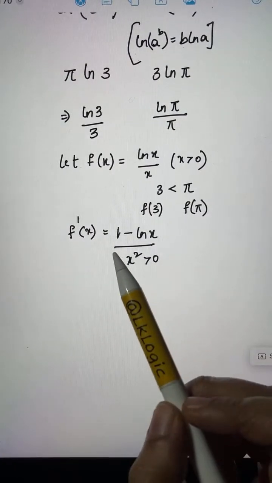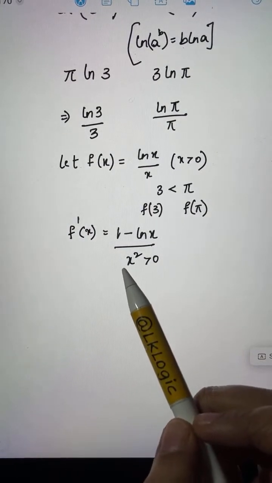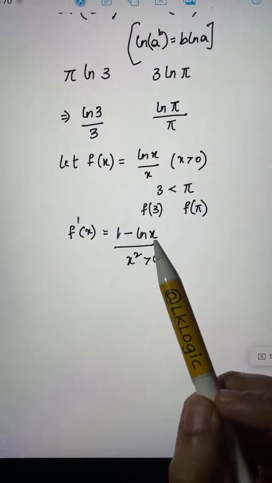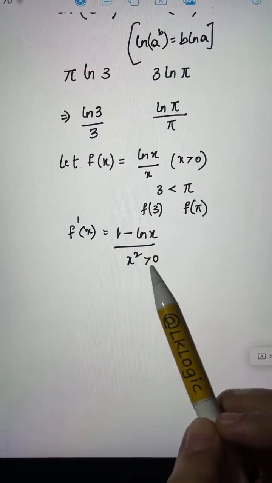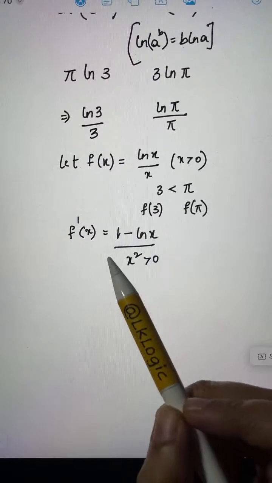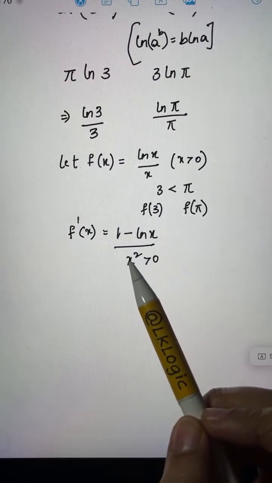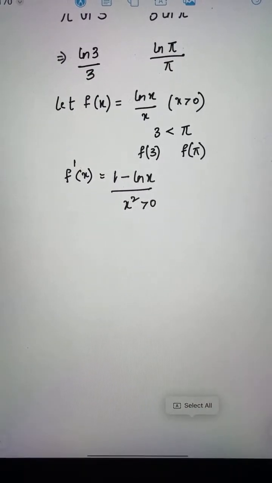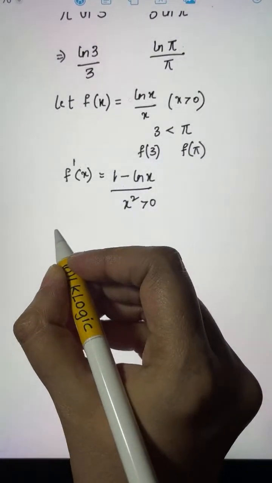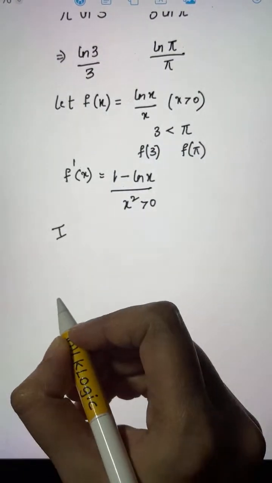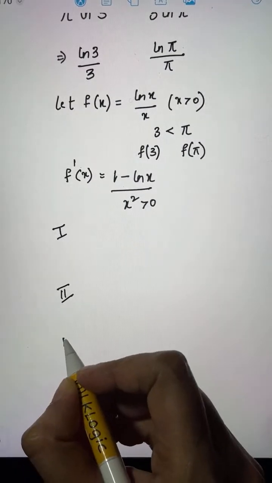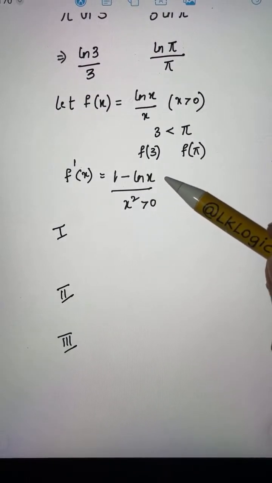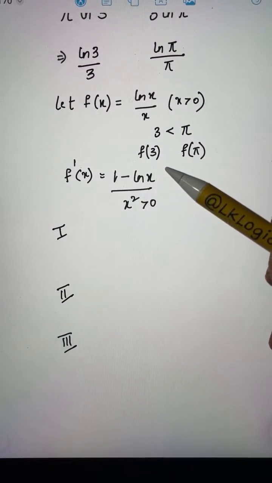Look at the numerator here. Because the denominator is greater than 0, you need to look at the numerator. So you'll have three cases, because we need to find whether the numerator is greater than 0, less than 0, or equal to 0.